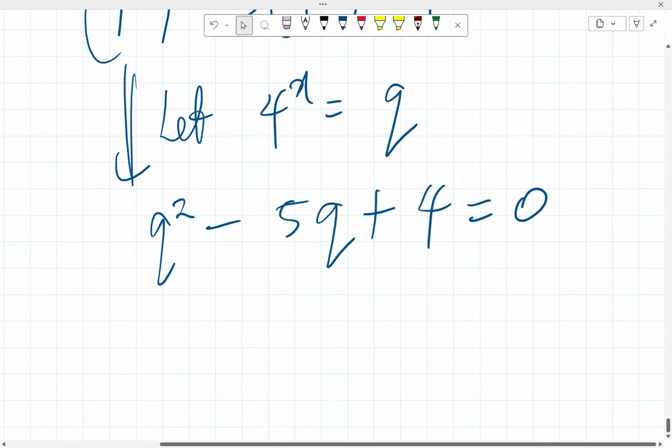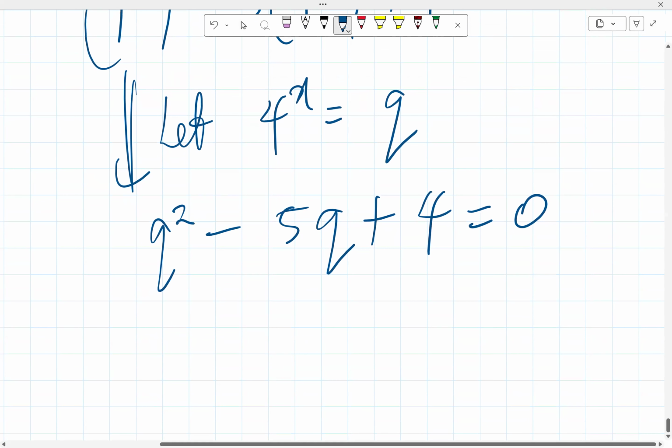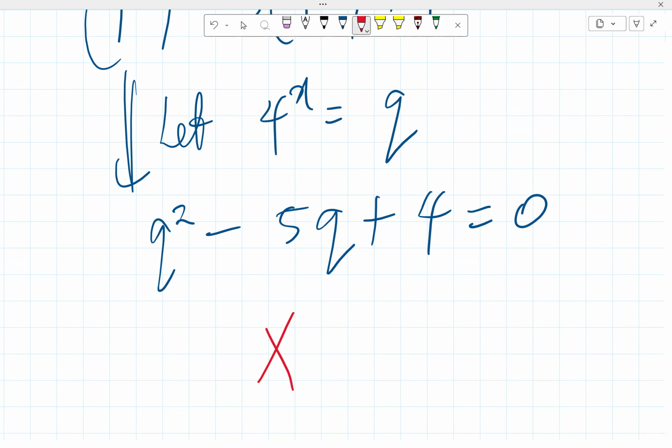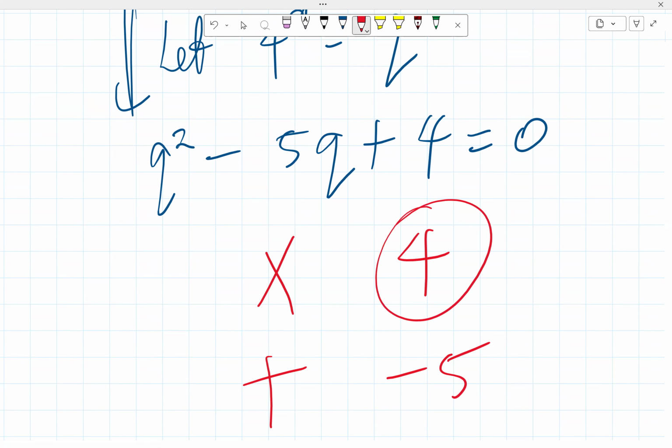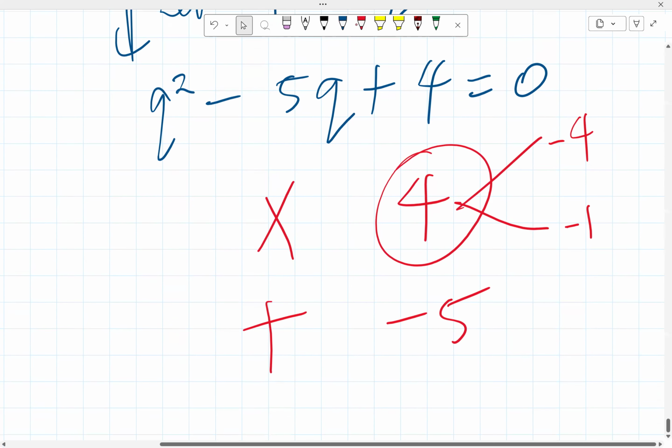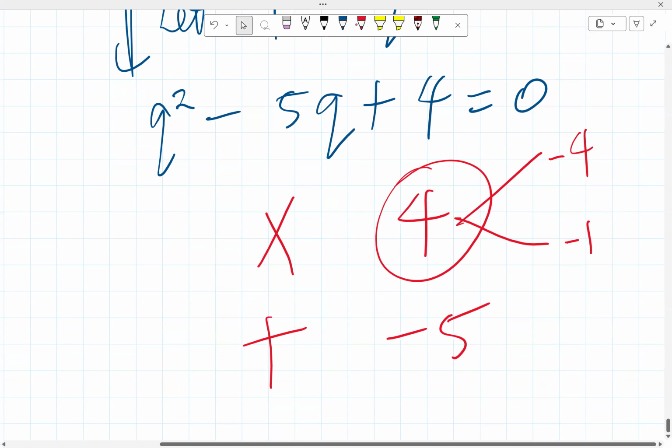So I need two numbers which, when multiplied, give positive 4, and when added, give negative 5. They have to be factors of 4, so obviously they are 4 and 1. But because the sum is negative, this has to be minus 4, and this has to be minus 1. Minus 4 times minus 1 is 4. Minus 4 minus 1 is minus 5. So I got my numbers already.